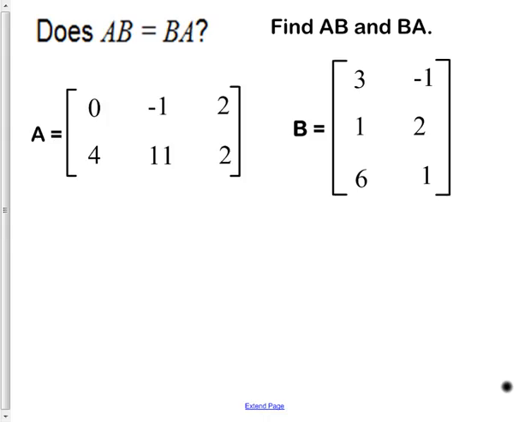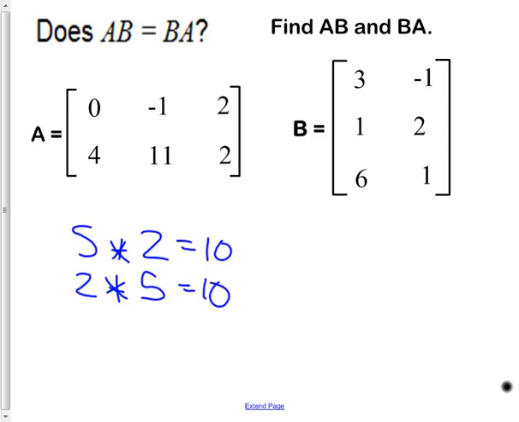Okay, so let's say we have 2 numbers. When we multiply 2 numbers, let's say we have 5 times 2 and 2 times 5. Does it matter the order in which I multiply those numbers? No, we get the same answer both ways. Now with matrices, that won't always be the case. Matrices are not commutative. If you change the order, sometimes it works, but other times it doesn't work.